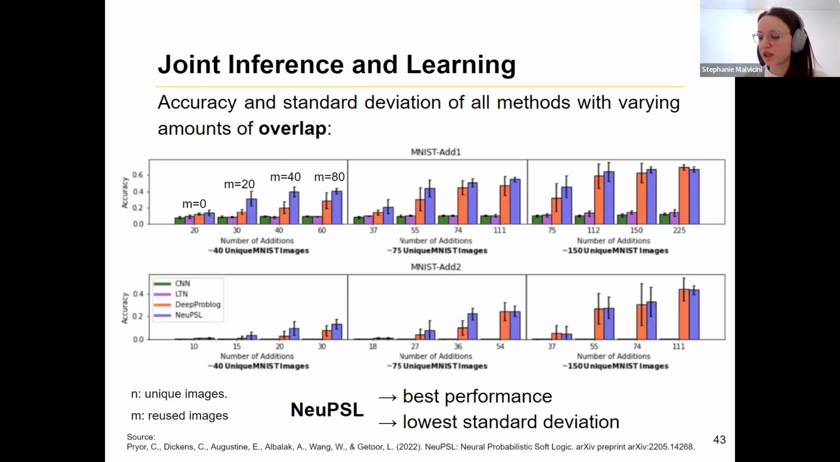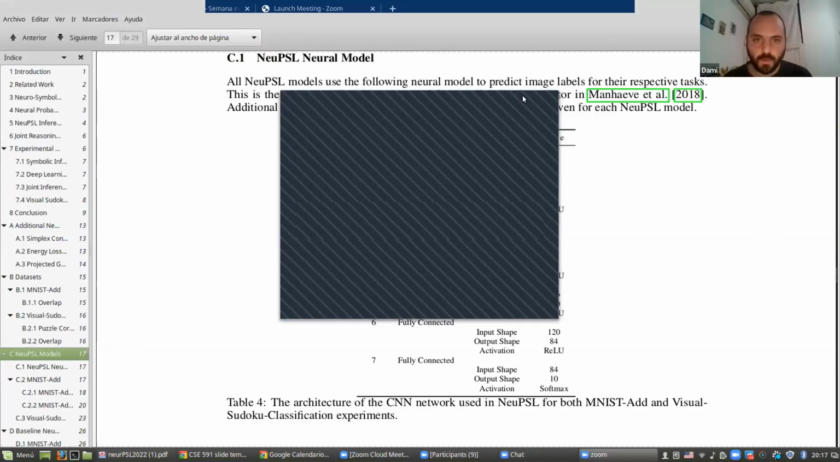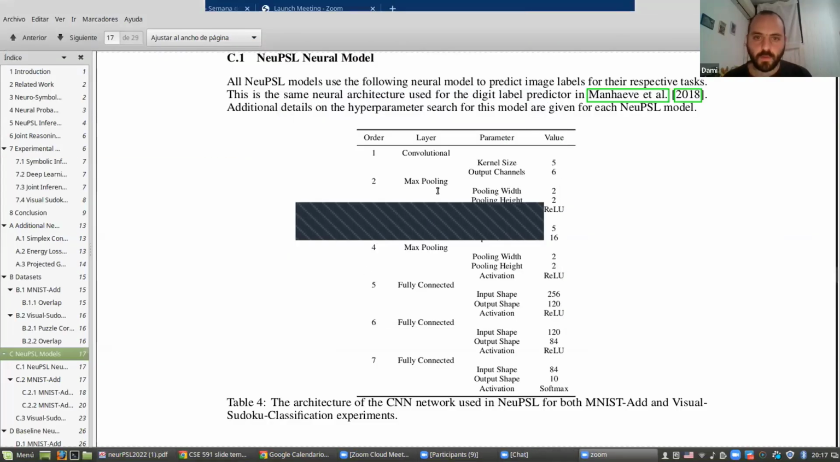Yeah, if you let me share my screen, I have the paper. So it's page 26. Yeah, I have it. Sorry. This is the settings of the networks.